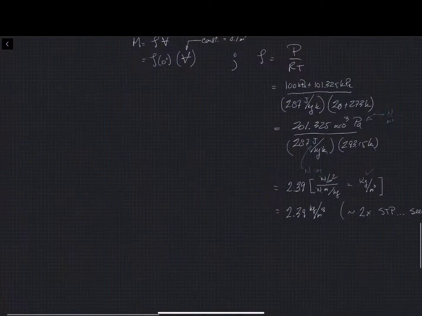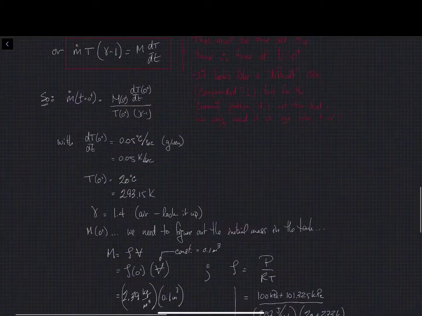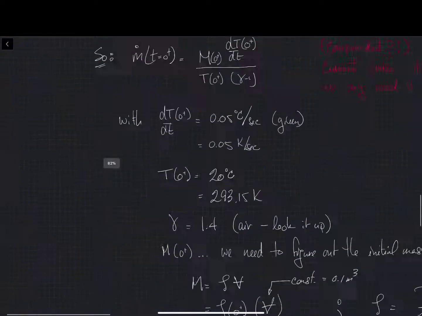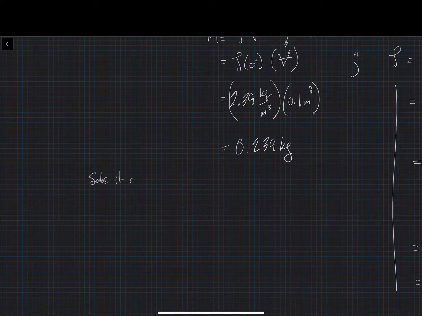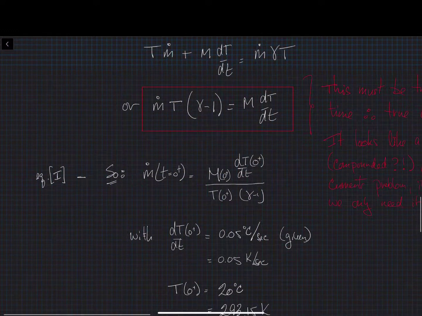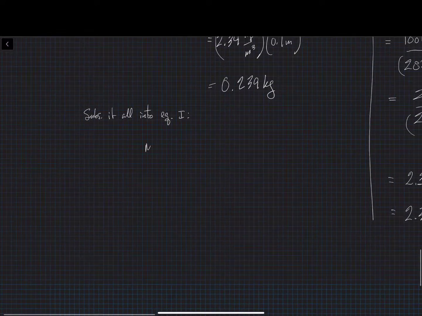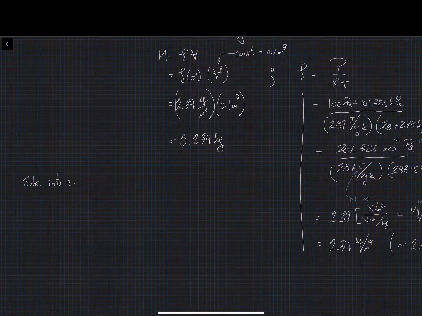Okay, so now we know everything. We can solve for the total mass inside the tank, about 0.239 kilograms of air inside the tank before we start to do anything else. Put some equation number here so we know what we're talking about. We're going to substitute that value into equation 1. That's the equation that we have for the transient mass flow rate inside the tank. And that gives us a mass flow rate initially at time equals 0 of the mass of the air inside the tank times dT/dt at time equals 0 times the temperature divided by the temperature at time equals 0.